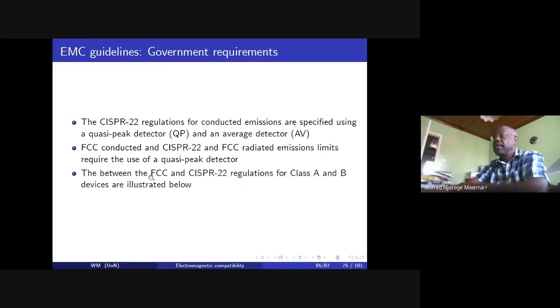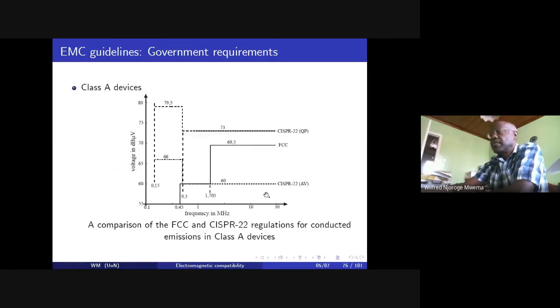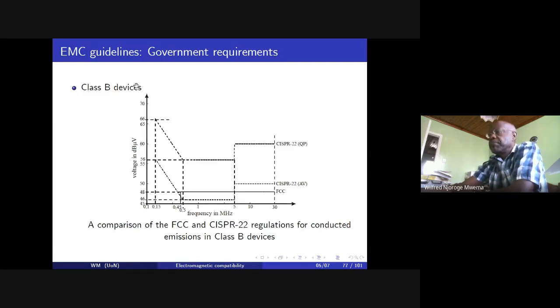So the comparison between the FCC and the CISPR 22 regulations for Class A and B devices will then be as illustrated. We have those values there for the CISPR using the average detector, and then the FCC, of course, and the peak detector values have been given in that form there. So Class B devices will have those kinds of variations for the comparison for the conducted devices.